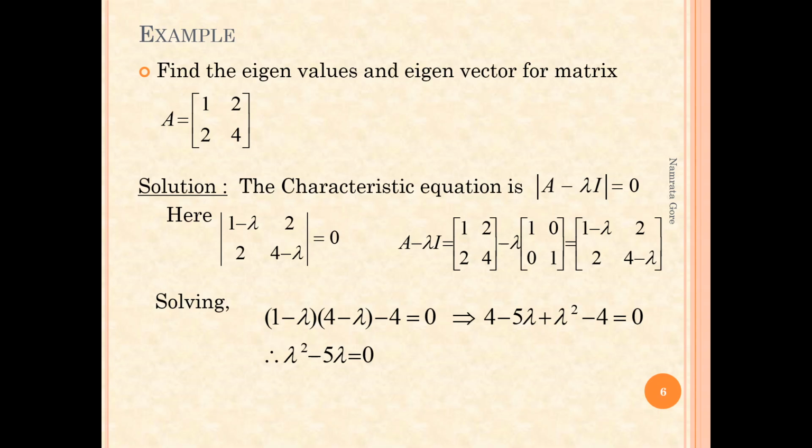Solving this determinant, we get (1 minus lambda) into (4 minus lambda) minus 2 into 2 equal to 0. We get this particular equation. Solving this equation further, we get lambda square minus 5 lambda equal to 0. Taking lambda common, we get the eigenvalues as lambda equal to 0 and lambda equal to 5. So these are the two eigenvalues. The order of the matrix is 2 and therefore we are getting 2 eigenvalues.